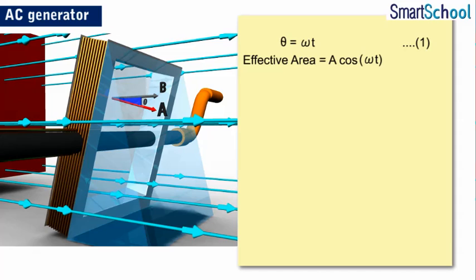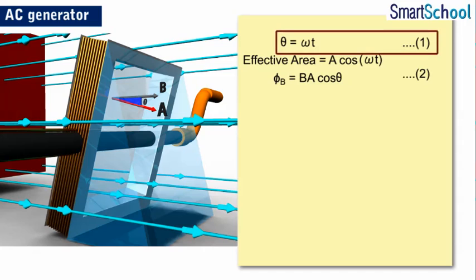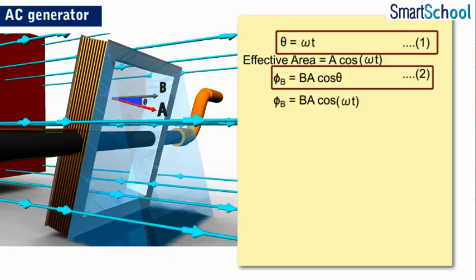The flux linked with the coil at any instant of time is given by the equation phi B is equal to BA cos theta. Let us label this as equation 2. On substituting equation 1 in equation 2 and simplifying, we get the equation phi B is equal to BA cos omega t. Let us label this as equation 3.